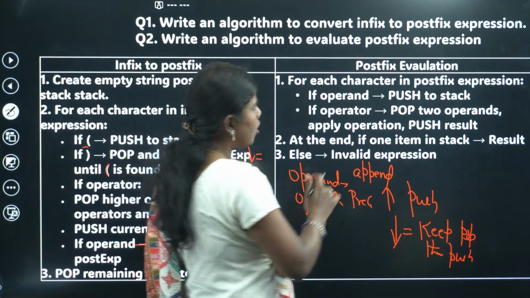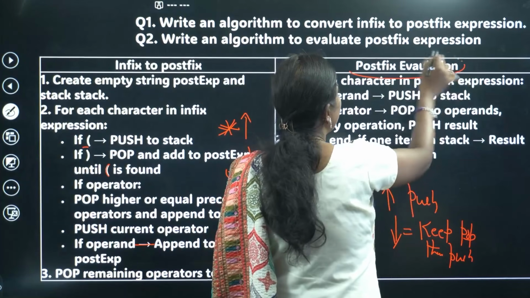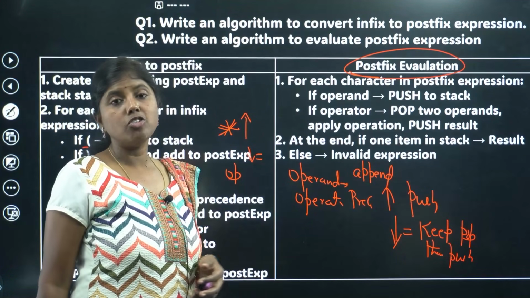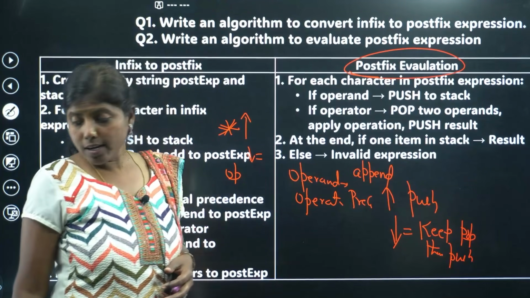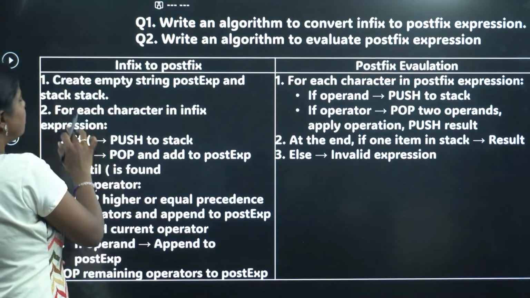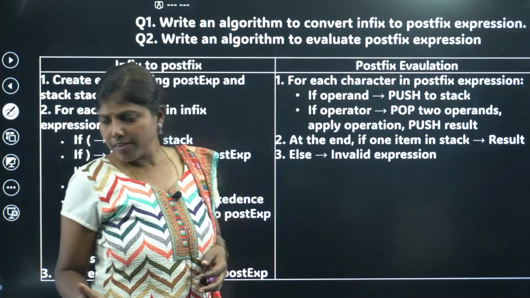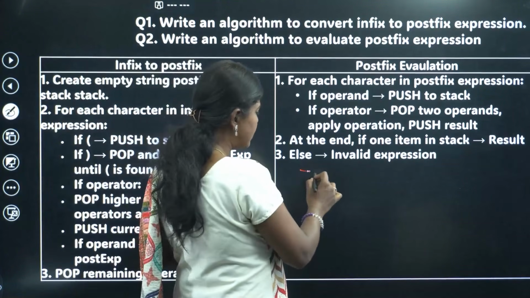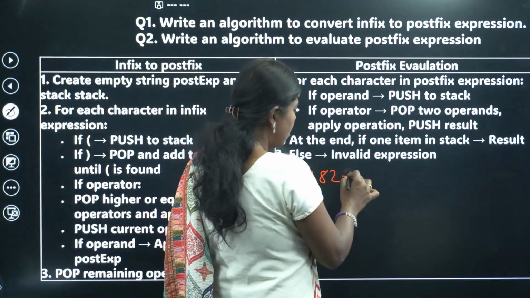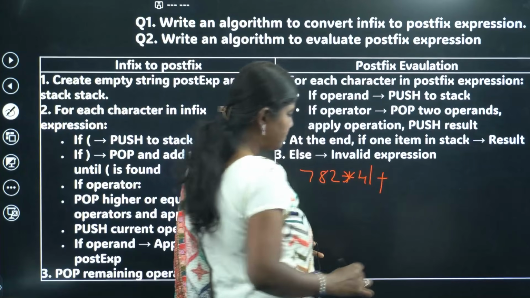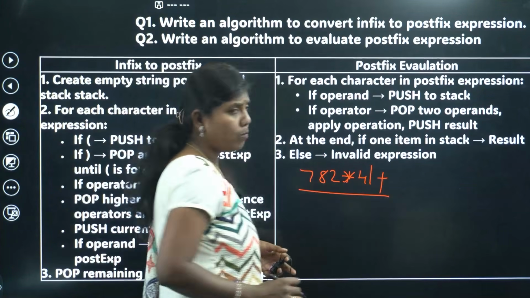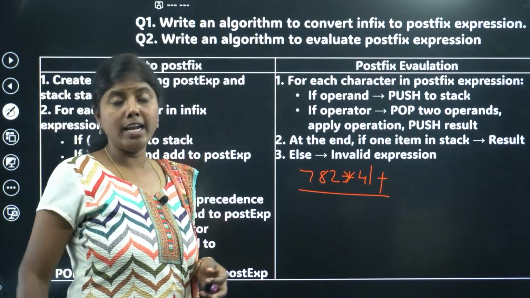This you have to keep in mind. Now, we have got one example. What is that example? Postfix evaluation: one algorithm is there, and based on this, one example is also there. So what is the example? We just look at one example so that you will have a proper understanding of the concept. We have one postfix expression: 7 8 2 star, 4 slash plus. This is going to be a postfix expression, and you have to evaluate it.